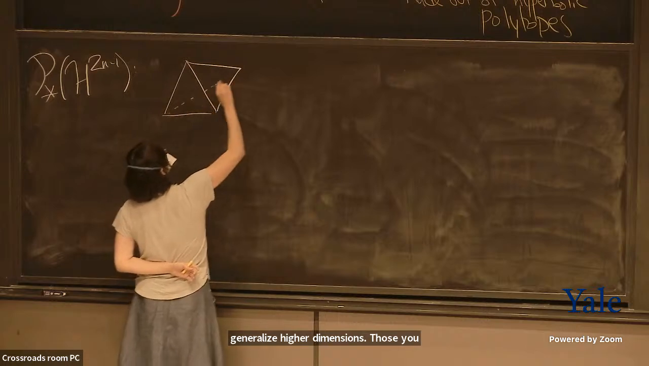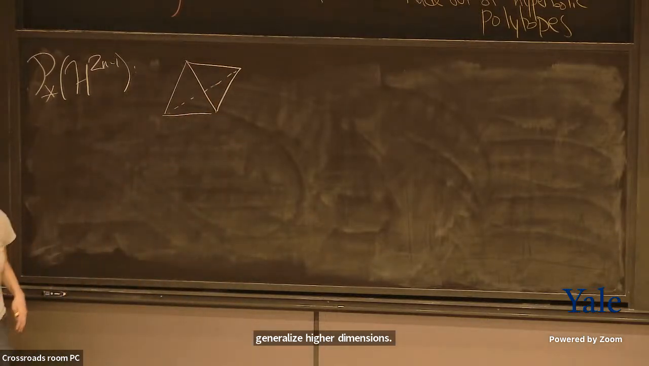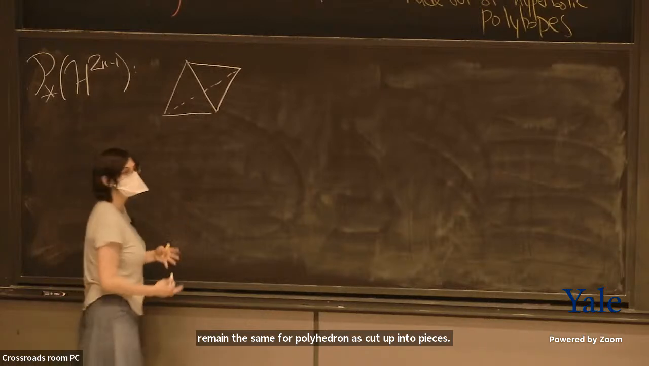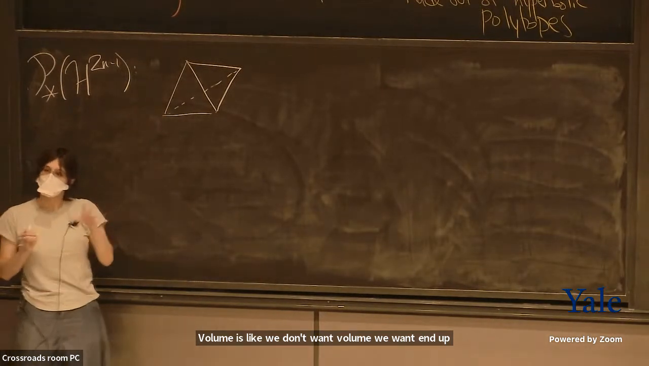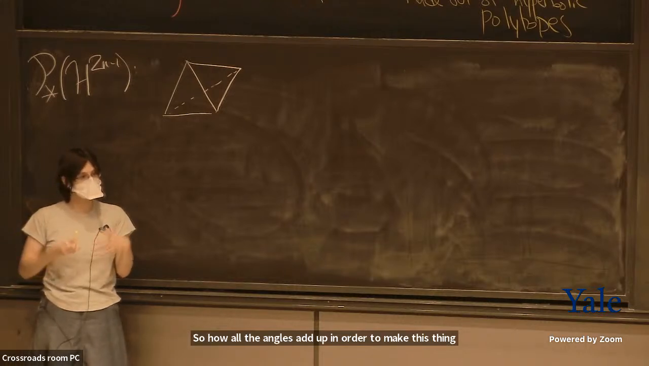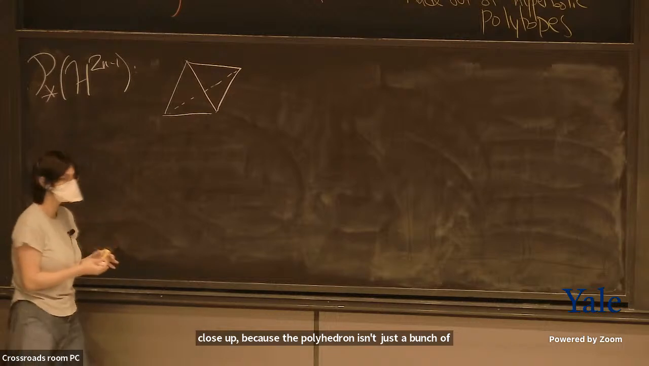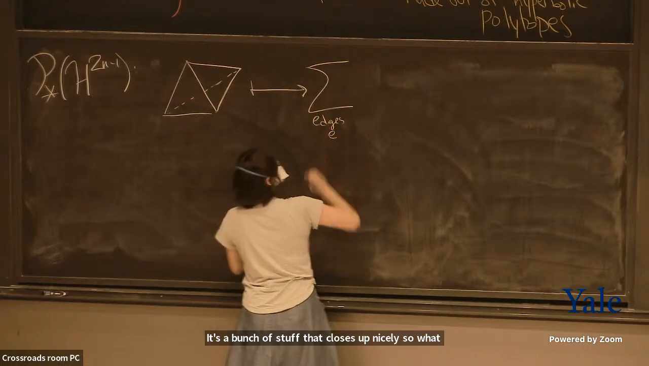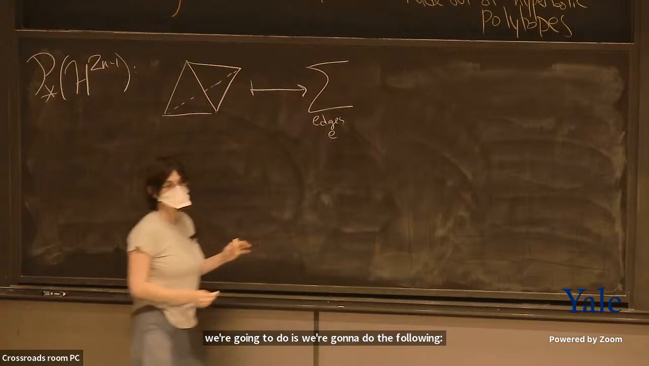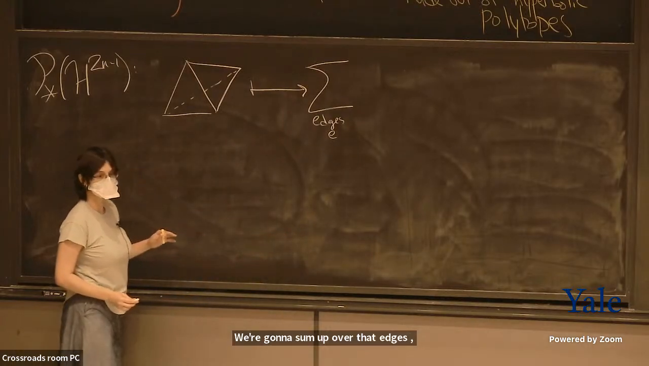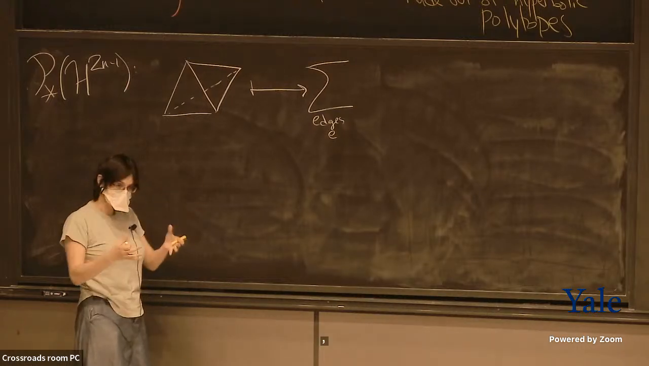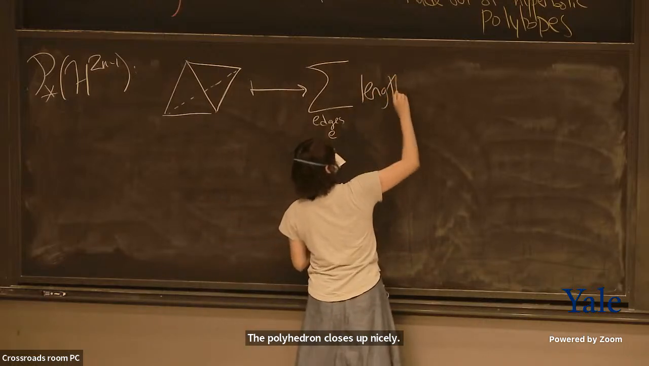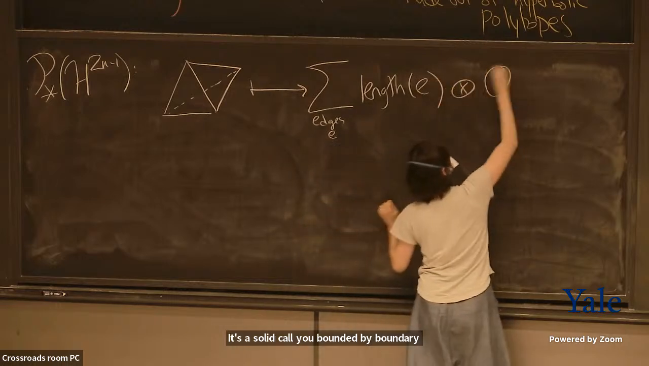So suppose you have a polyhedron. We want to make an invariant that will remain the same if the polyhedron is cut up into pieces. Volume is wrong. We don't want volume. We want something that measures how all the angles add up in order to make this thing close up, because a polyhedron isn't just a bunch of stuff, it's a bunch of stuff that closes up nicely. So what we're going to do is sum up over the edges. The polyhedron closes up nicely; it's a solid volume bounded by its boundary. You take the length of the edge, tensor with the dihedral angle at the edge.